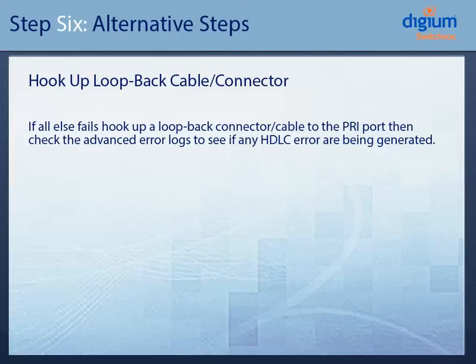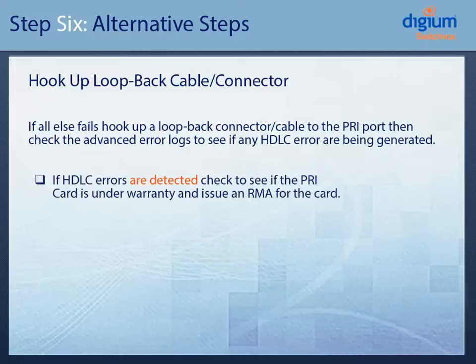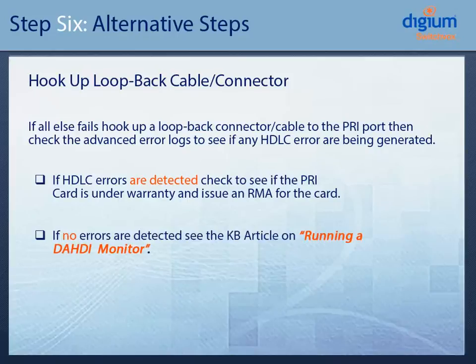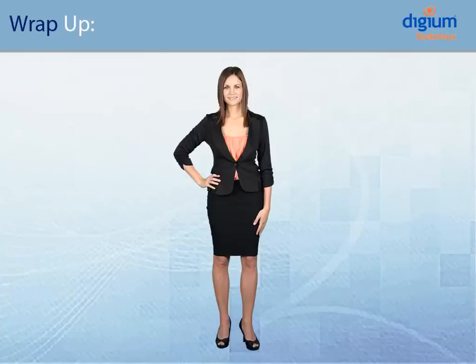If all else fails, then you can hook up a loop back connector or cable to the PRI port, then check the advanced error logs to see if any HDLC errors are being generated. If HDLC errors are detected, check to see if the PRI card is under warranty and issue an RMA for the card. If no errors are detected and the issue still persists, see the KB article on running a DOTI monitor. I am confident if you run through all of these steps, you will be able to find the audio quality issue.